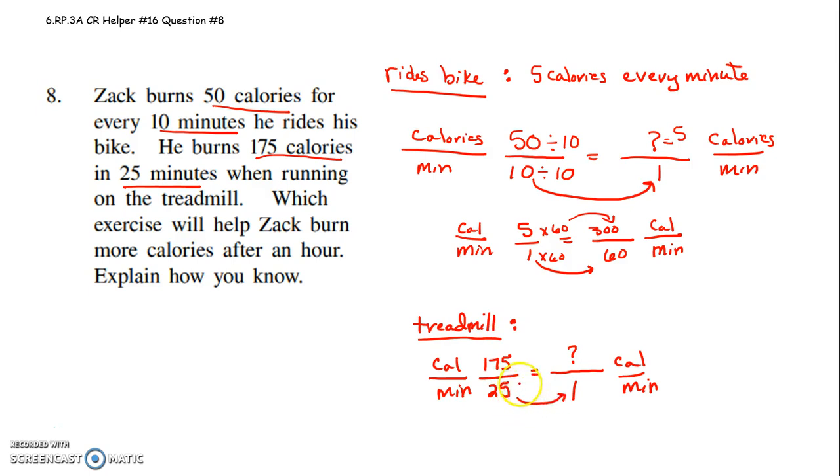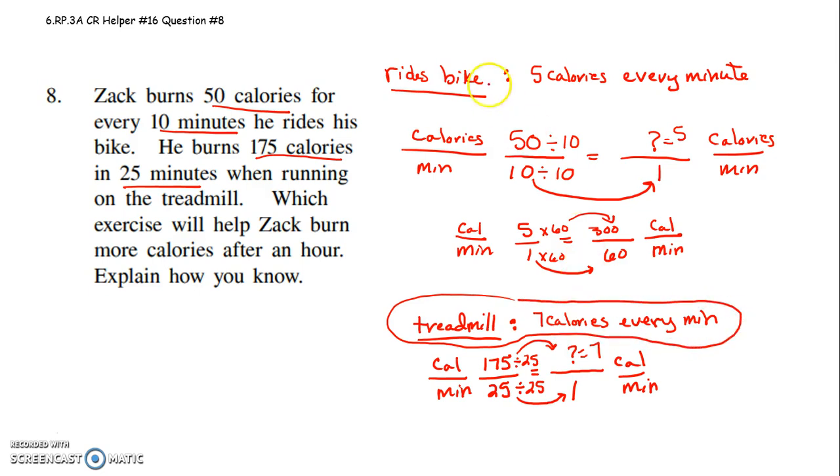How do I get from 25 to 1? Divide by 25. So what do I have to do with the 175? I have to divide that by 25. So I could long divide off to the side, but I'm just going to say 25, 50, 75, 100, 125, 150, 175. I believe I just did that 7 times. So I can tell you with his treadmill, he's burning 7 calories every minute.